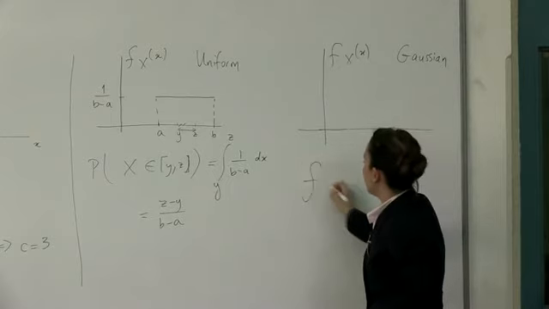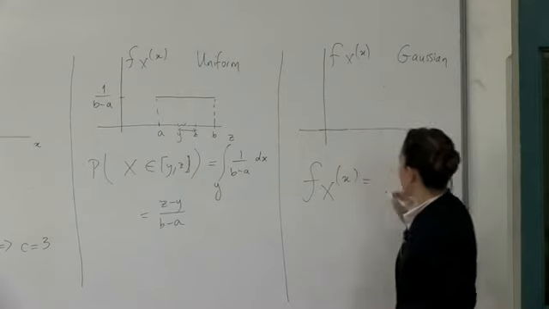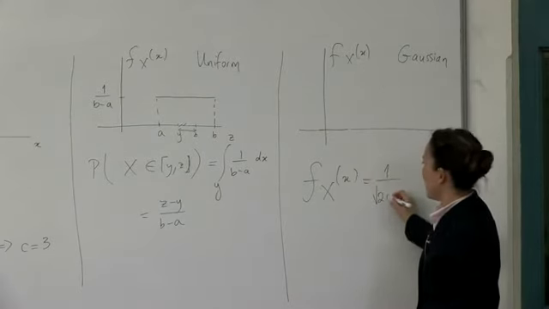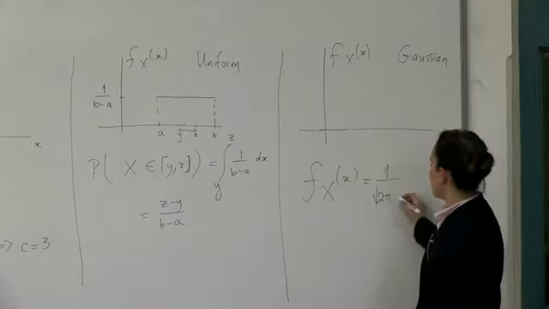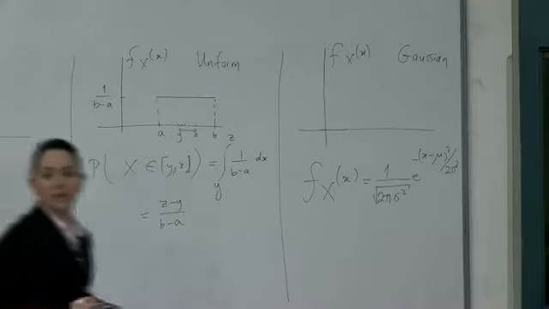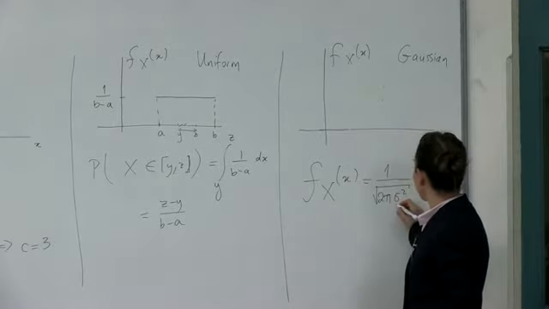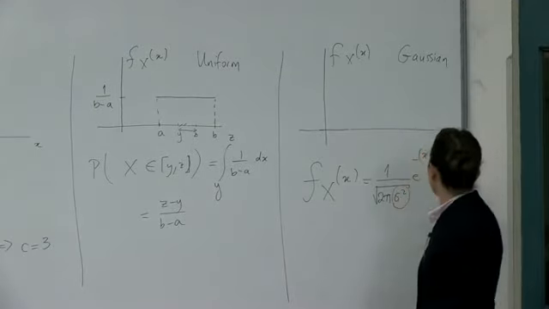Let me write the PDF first. f_X(x) equals 1 over square root of 2 pi sigma squared, e to the minus (x minus mu) squared divided by 2 sigma squared. So what is this sigma and mu? How many parameters do you see in this equation? 2 parameters. What are they? Sigma and mu. Sigma squared maybe and mu.